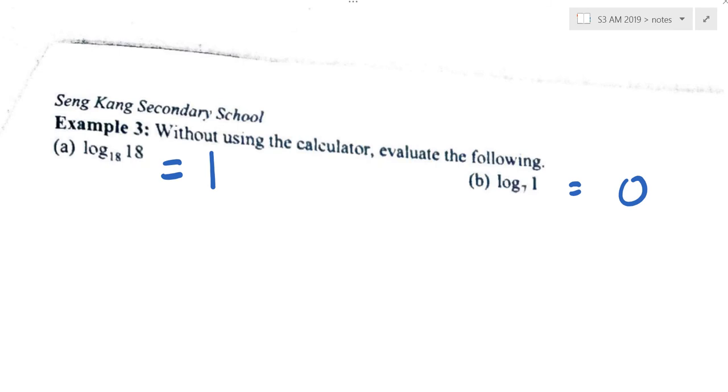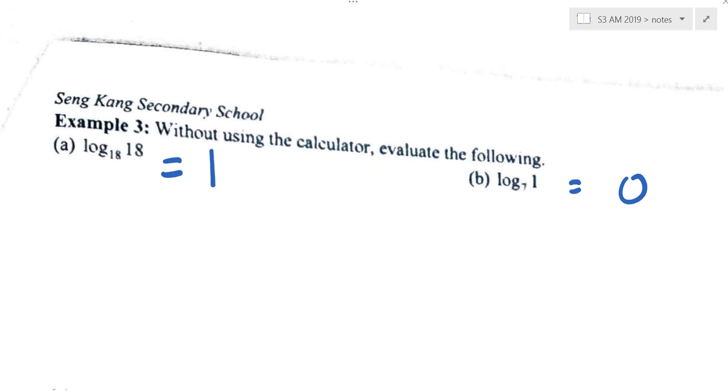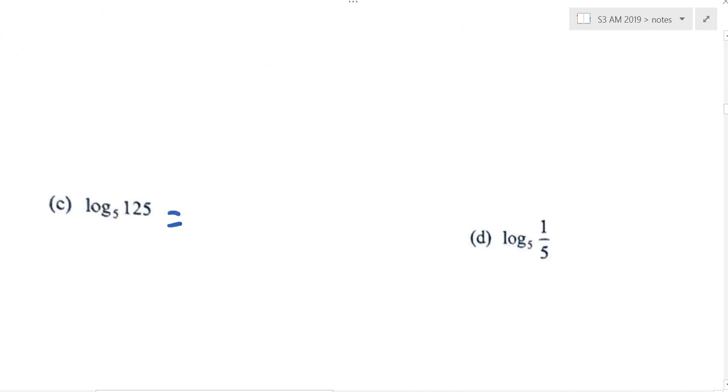What about this? Oh, this one we got to do a few things. Let's see. 125. Then Dexter, what is the base of the logarithm? 5. Do you think there's a way I can change 125 as base 5? 3. So can you write this down?